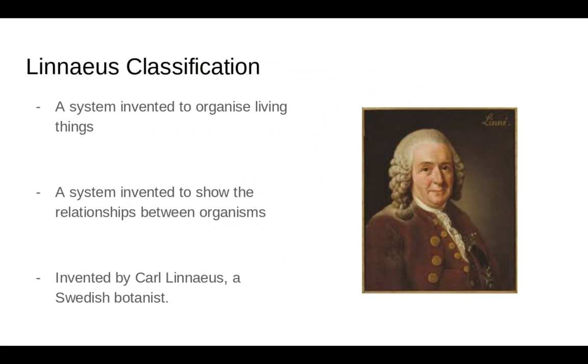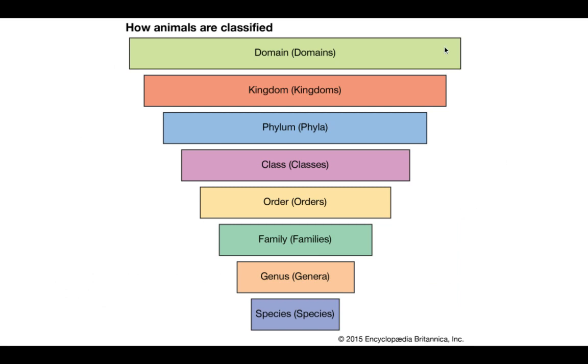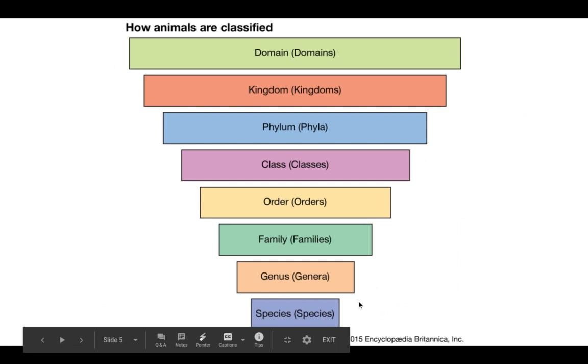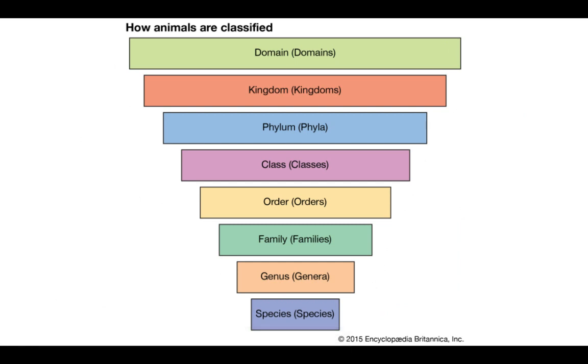Just a little bit of history. This is called Linnaeus classification, a system invented to organize living things and show the relationship between organisms. It was invented by Carl Linnaeus, a Swedish botanist. In this class, we're just going to go over the 8 different layers, and I'm going to focus on one common animal that we're all very aware of, because there are millions and millions of different organisms, and it would be very hard to explain all of them. So I'll be focusing on animals.